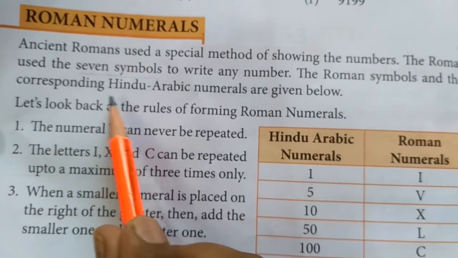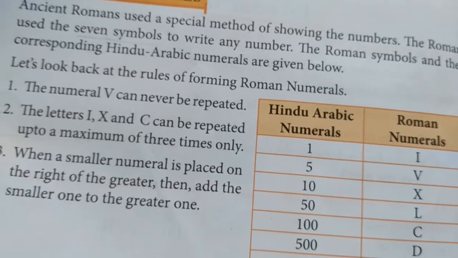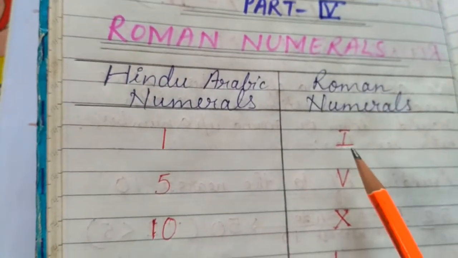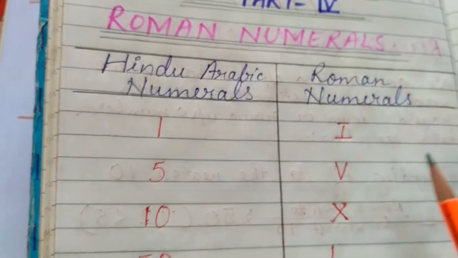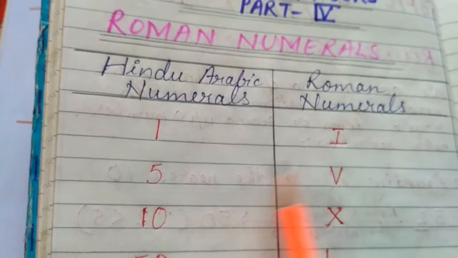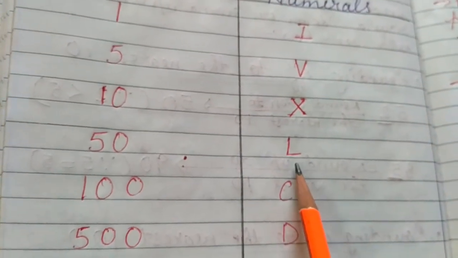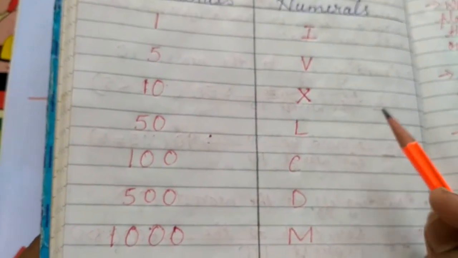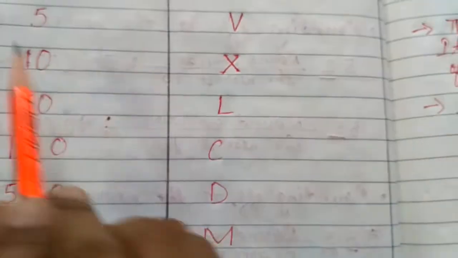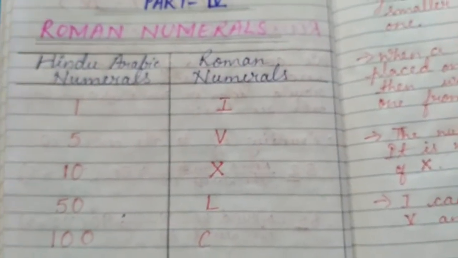The Roman symbols and their corresponding Hindu Arabic numerals are given in the following chart, which you can see over here. In this chart, this is how the Romans were writing the Hindu Arabic numerals in their symbol forms. So 1 was written like I, then 5 like V, 10 was written like X. For writing 50, they were using the symbol L. For writing 100, they were using the symbol C. For writing 500, they were using the symbol D. And for writing 1000, they were using the symbol M. So in total, there were 7 symbols which they defined for writing the corresponding Hindu Arabic numerals. So these symbols and the corresponding Hindu Arabic numerals you have to keep in your mind properly.